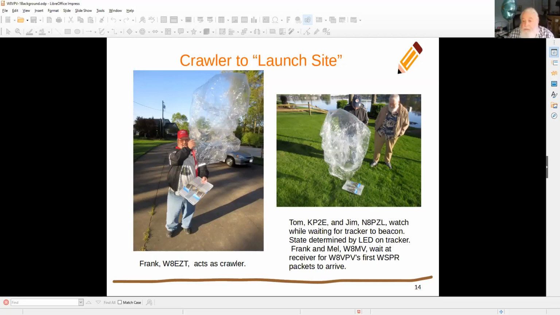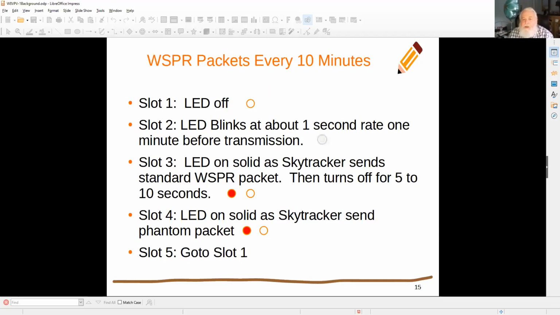And so then Mel and Frank were inside Mel's basement there at his WSPR station, and we saw the packet go out. And the next thing I know, Frank's sticking his head out and said, "We got it, we got it." Okay, so now it's time to launch the balloon here.